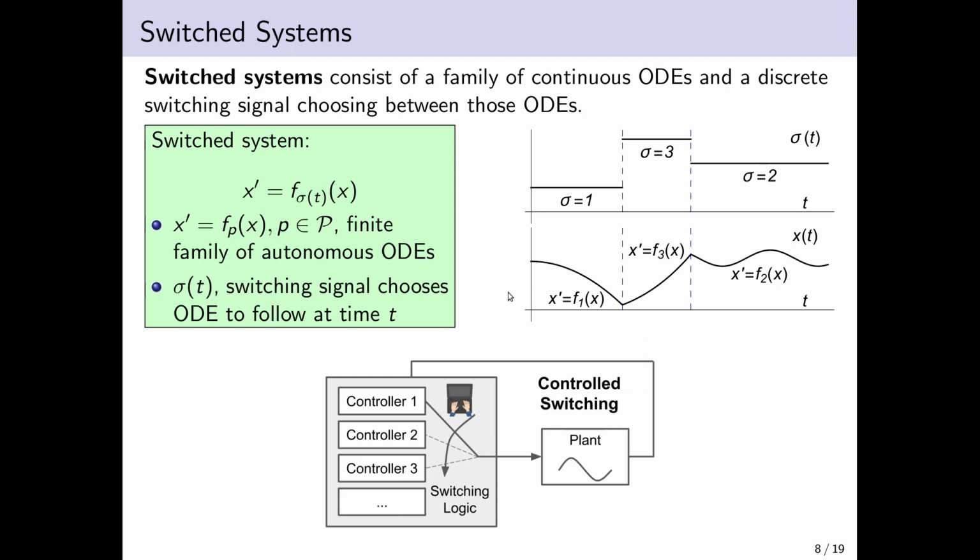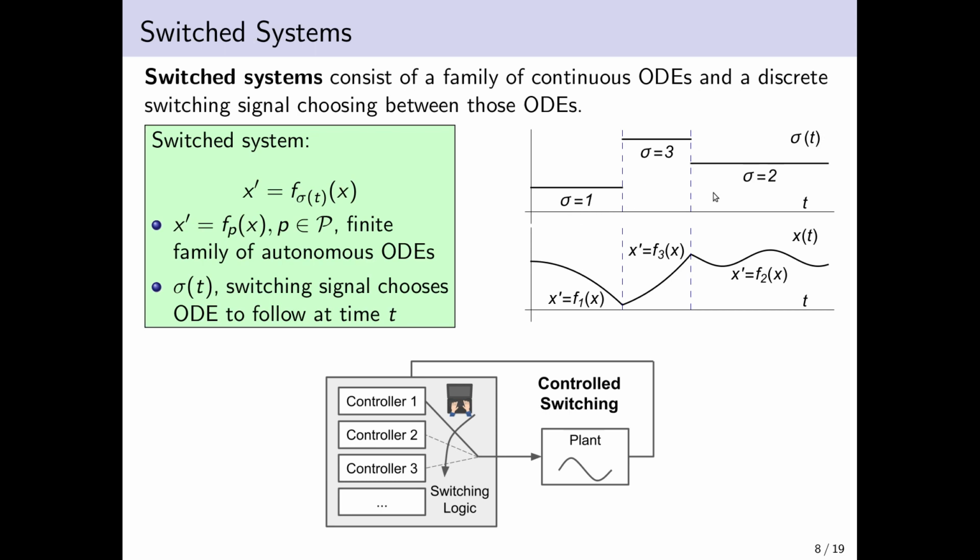When I say a switch system, mathematically speaking, I'm thinking about a family of differential equations, x' = f_p(x), along with a set of switching signals, sigma. Intuitively, a switching signal prescribes the mode of the system on each time interval. You can see here, for example, it prescribes sigma equals 1, then 3, and then 2.